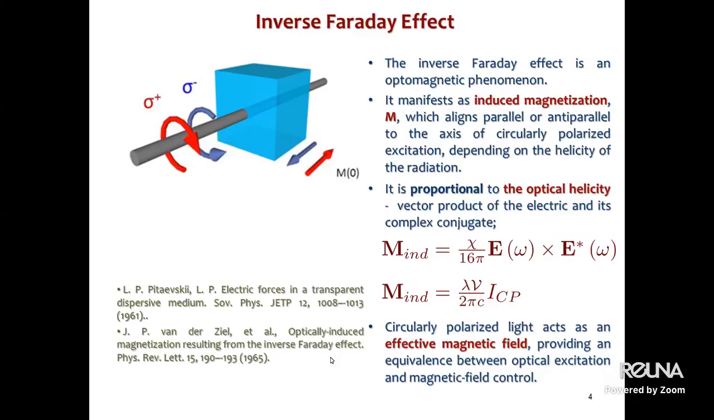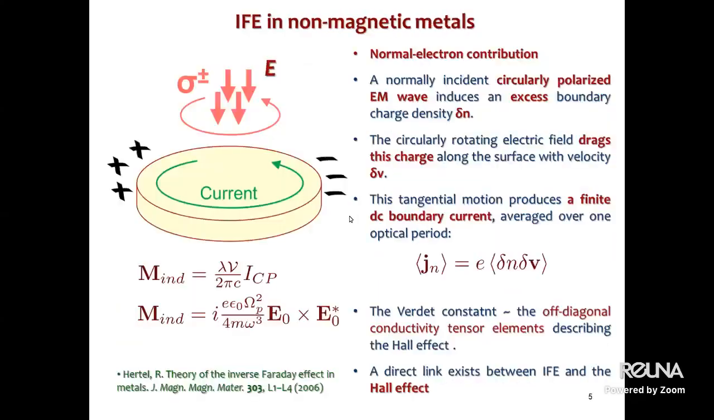The induced magnetization is directly proportional to the optical helicity, which is the vector product of the electric field and its complex conjugate. Linearly polarized light does not induce any magnetization in the sample, as follows from this vector cross product. Thus, circularly polarized light excitation is equivalent to some extent to the action of an effective magnetic field. The phenomenon of the inverse Faraday effect is a general feature of light-matter interaction, and it should be observed across various media, including non-magnetic metallic systems and superconductors.